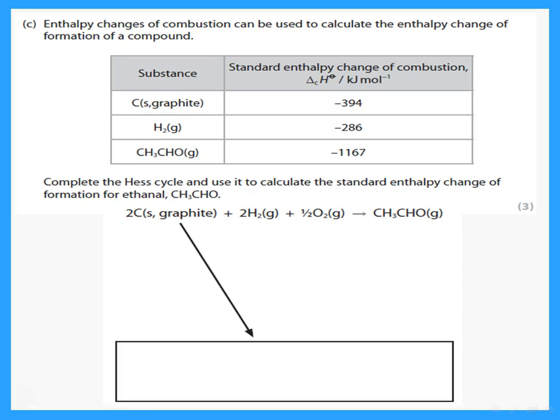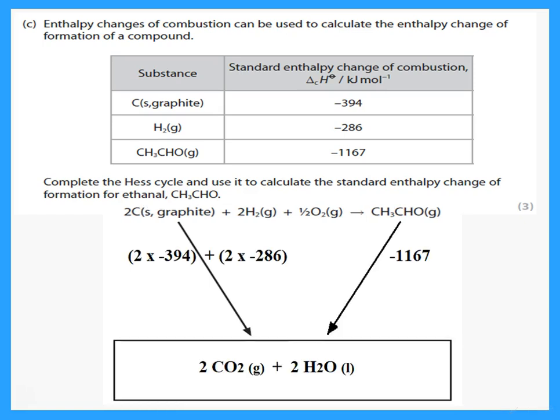So let us take a look at this. Remember that you look at the table. What kind of information does he give me? He gives me the standard enthalpy change of combustion. So that means you need to look at each part of the equation and decide when we do combustion, what does it give me? So you should realize that carbons, I have 2 carbons, it will give 2 CO2s.